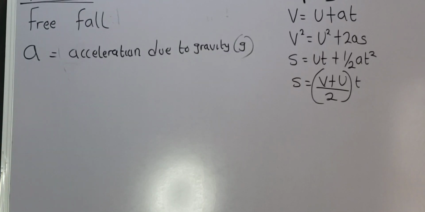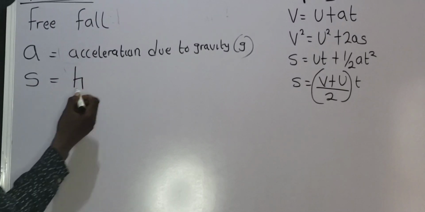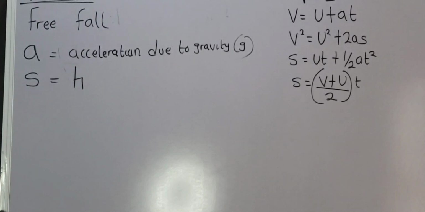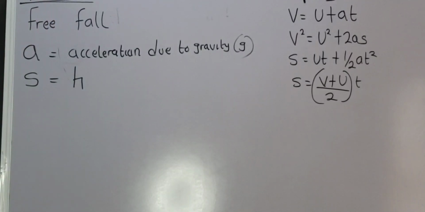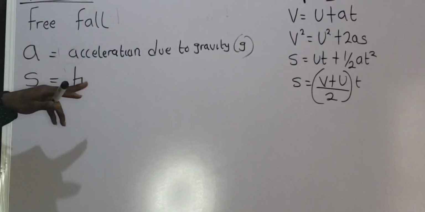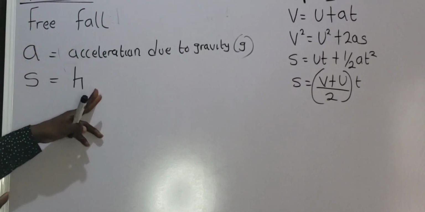And another concept that changes is s, the distance. In acceleration due to gravity, s is represented as h. Don't forget that in our equation of uniformly accelerated motion, s is represented as what? Distance. But when we talk about acceleration due to gravity, we are not taking s as horizontal distance. We are taking it as what? Vertical height, vertical distance. That is height. You understand?